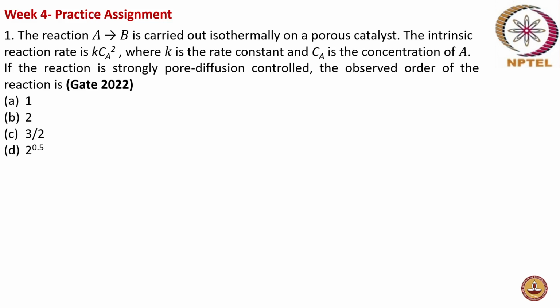We have certain information from the question: the intrinsic reaction rate is second order, and it is strongly pore diffusion controlled. That means the internal diffusion controls the kinetics of the reaction, so it is the major rate controlling parameter. Now we are supposed to find out the observed reaction order, given the intrinsic reaction rate as second order kinetics.